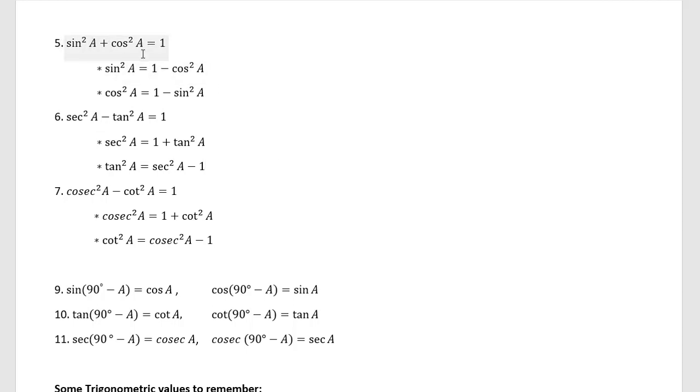So from 5 you can immediately get sin square a equal to 1 minus cos square a, by transferring cos square a to the right side. Also, by transferring sin square a to the right side, you can get cos square a equal to 1 minus sin square a. Likewise, you can get two more formulas from this: sec square a equal to 1 plus tan square a, and tan square a equal to sec square a minus 1. Also, you can get two formulas from cosec square a equal to 1 plus cot square a, and cot square a equal to cosec square a minus 1.